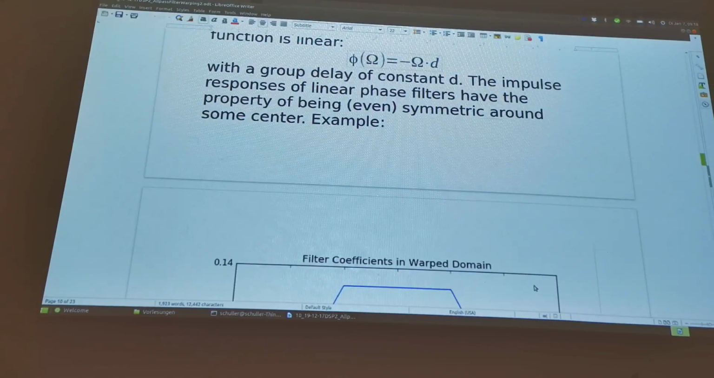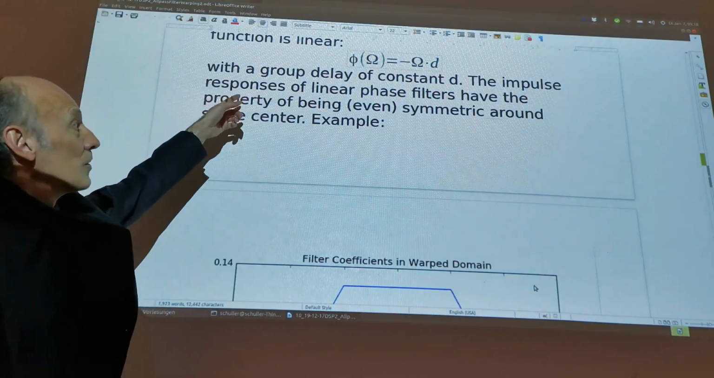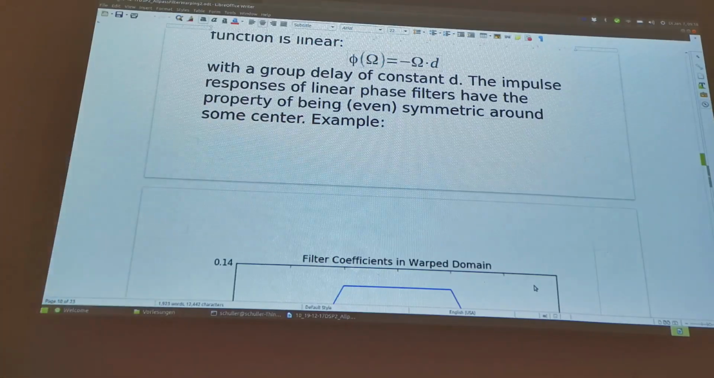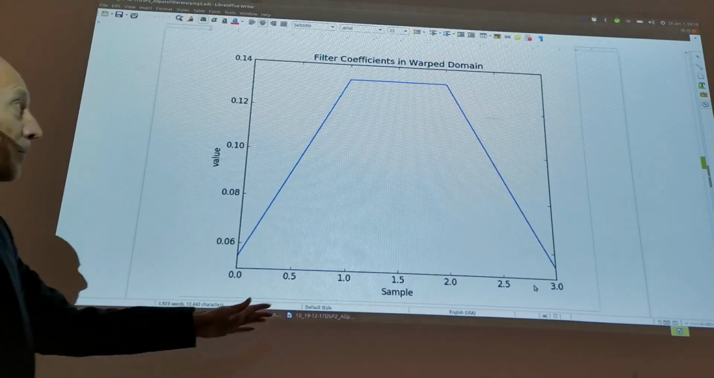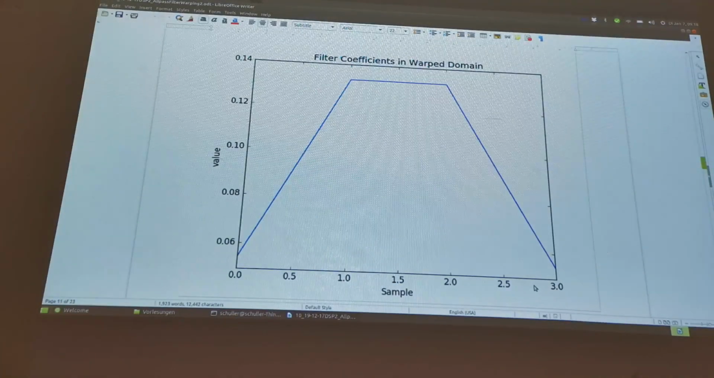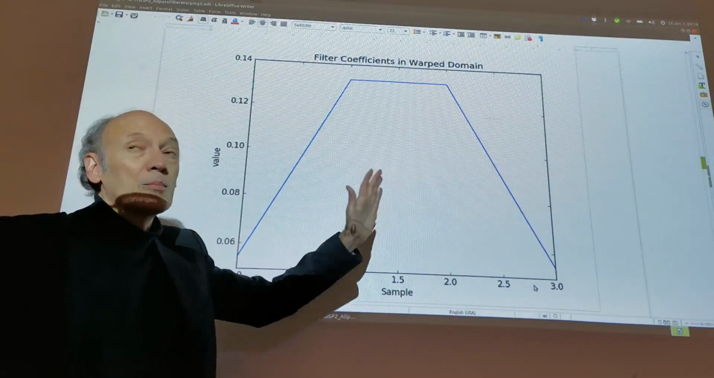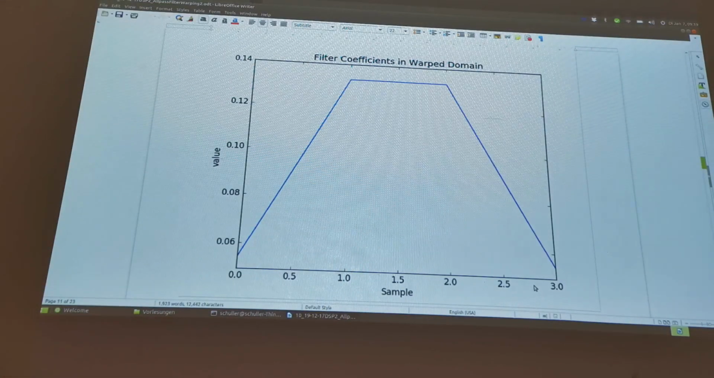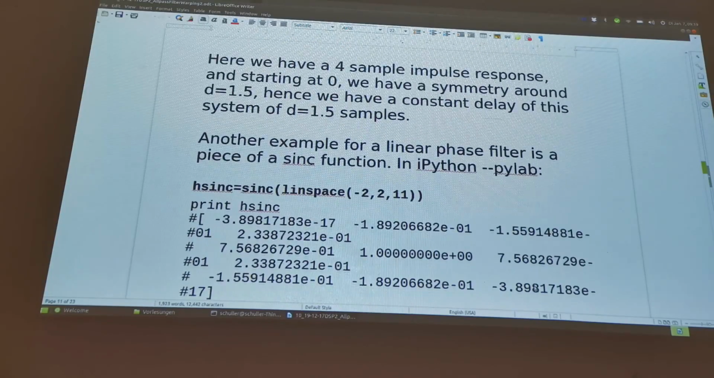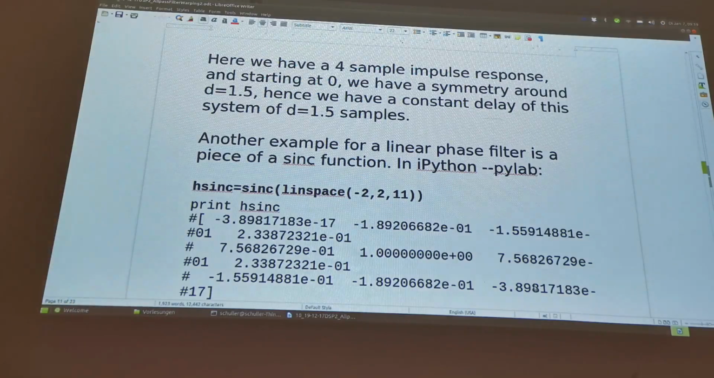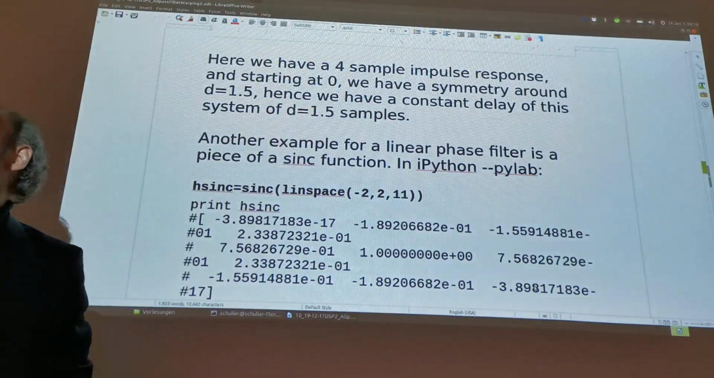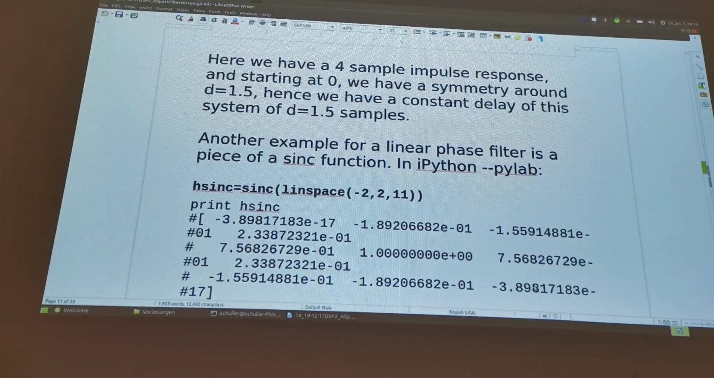We can conclude from this property that the impulse response of linear phase filters has the property of being even symmetric about some center. So this is how you can recognize a linear phase filter. For instance, like this. This is our example of our FIR design in the warp domain, and you can see it has symmetric coefficients. So this would be a linear phase filter. We have 4 samples, and we have a symmetry about the center d equals 1.5. And it also turns out that this is the delay. We have a system delay of 1.5 samples, which means all the frequencies are delayed by 1.5 samples.